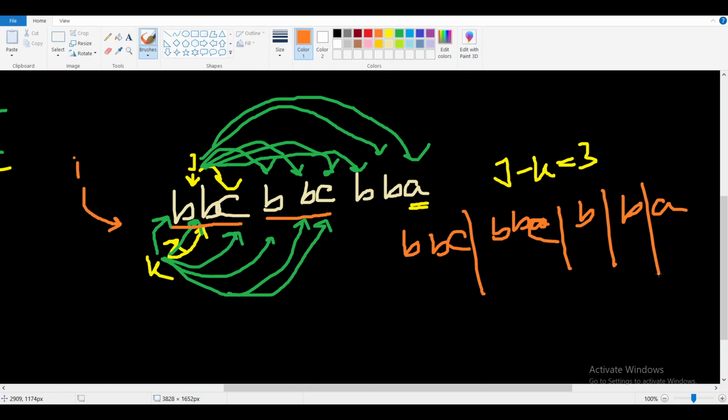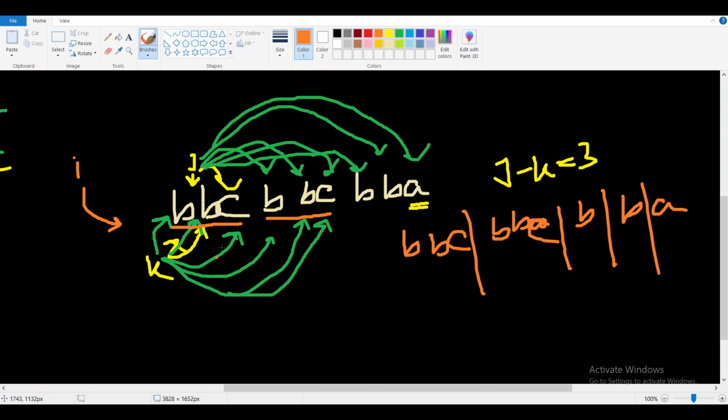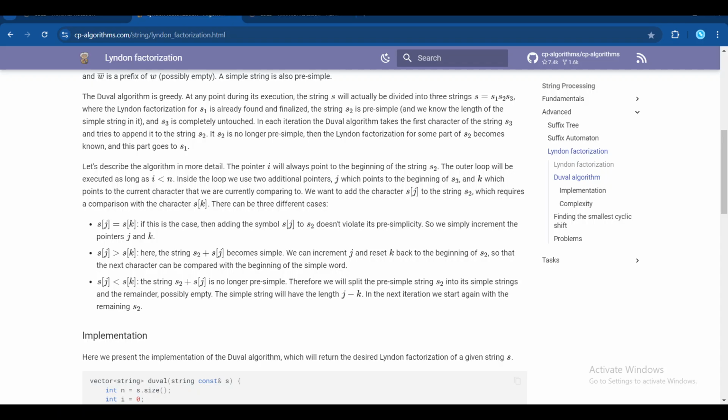I hope you got how we are doing the Lyndon factorization. You might rewatch the video and try to read what Sj and Sk mean. Why are we taking the length of j minus k? Because when we are resetting the value of k, we figure out that the last j minus k values after the last reset will be the same. That's why we take the substring of j minus k from I, and again the substring of j minus k from I. Okay, so let's jump into the code.